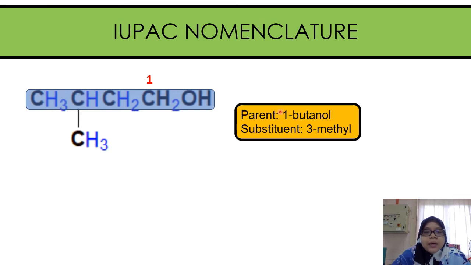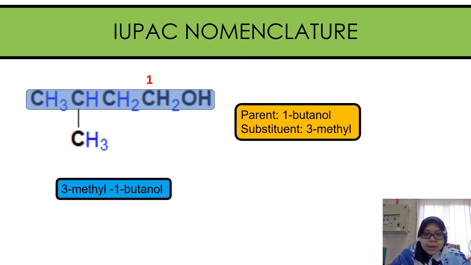1 is the location of our hydroxyl group at carbon 1. So 1-butanol. Butanol means we have 4 carbons in the longest chain. And then our substituent is methyl, which is at carbon 3. So the name is 3-methyl-1-butanol.